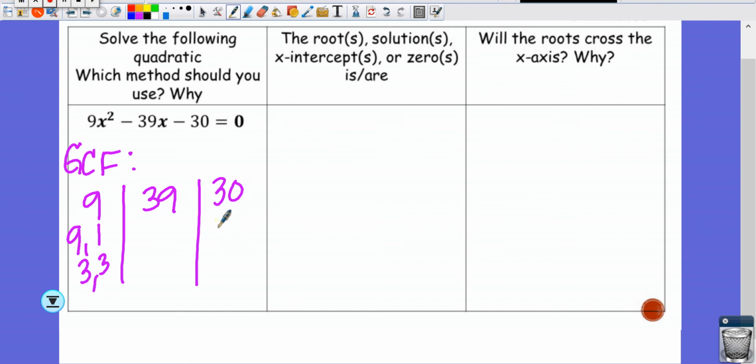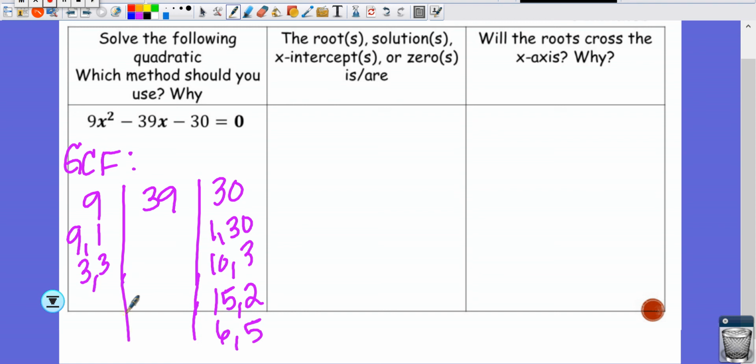I know the factors of 30 are 1 and 30, 10 and 3, 15 and 2. I don't think I forgot any. I think that's all of them. Oh, wait. 6 and 5. And then the factors of 39 are 1 and 39. And I know it's going to be 3 too. I think it's 3 and 13. And you can always go and check to make sure you have all the numbers.